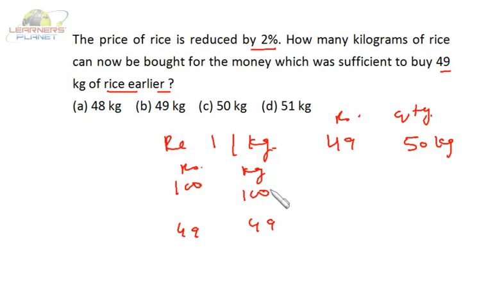That means initially the price for 100 kilograms was 100 rupees. Now it is 98 rupees only. So 100 kilogram can be bought for 98 rupees. That means in 49 rupees we can buy 50 kilogram. As simple as that. Just think over the problem, you'll find it very easy.